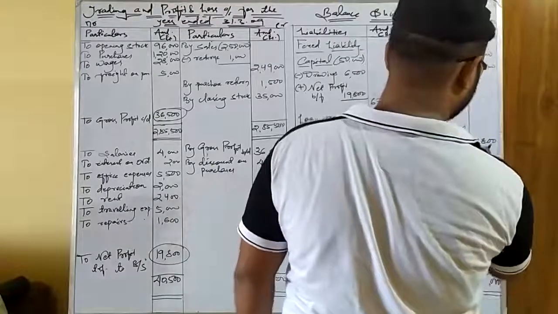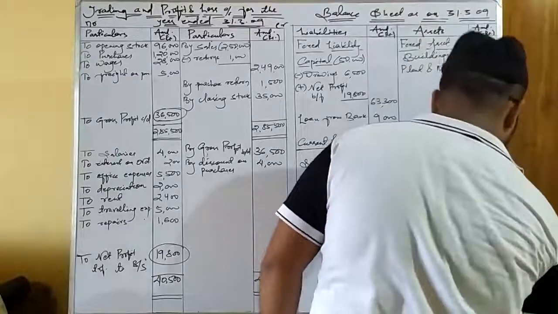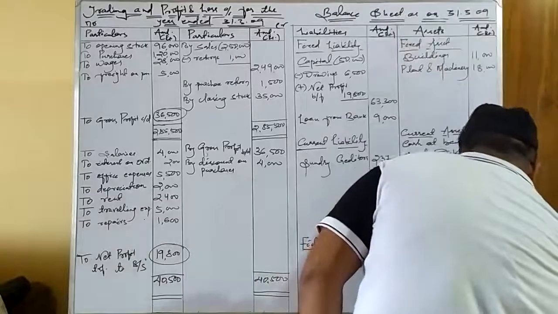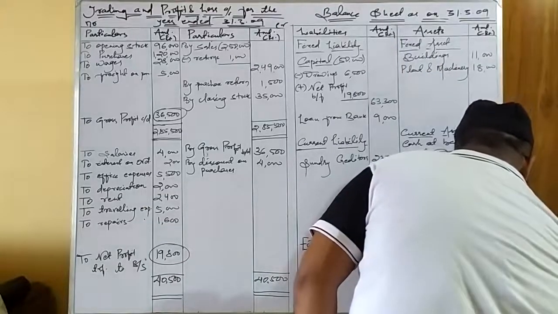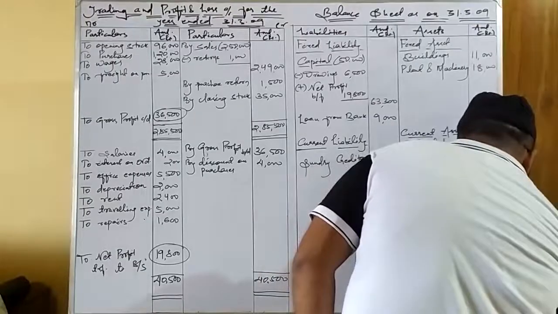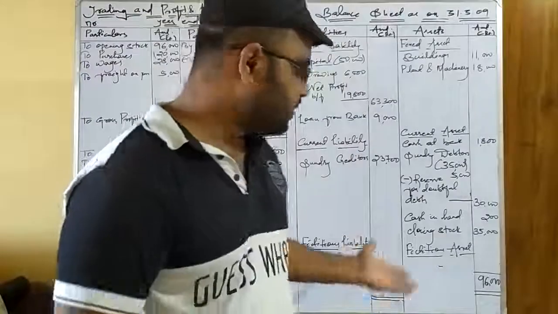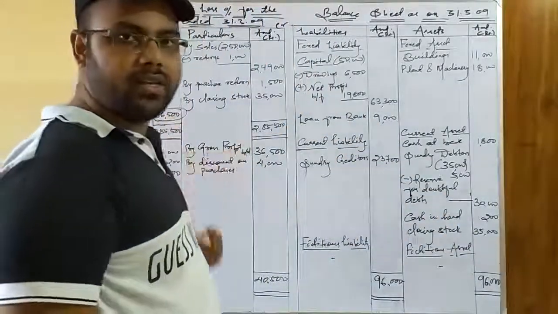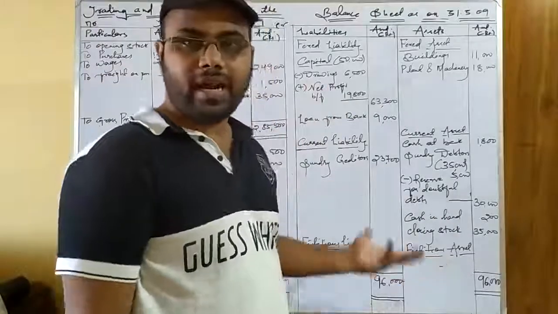1, 5, 6, 7, 8, 15, 16, 4, 3, 7, 8, 9. So students, we have got the asset side also correct, that is 96,000. So as I told you, if we get the gross profit correct and the net profit correct, then definitely we will get the correct answer in the balance sheet and it will tally.